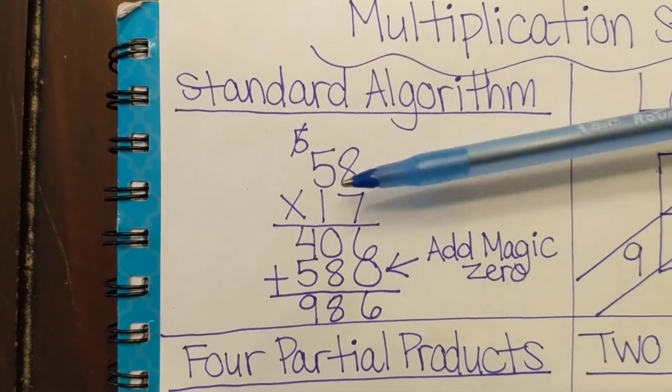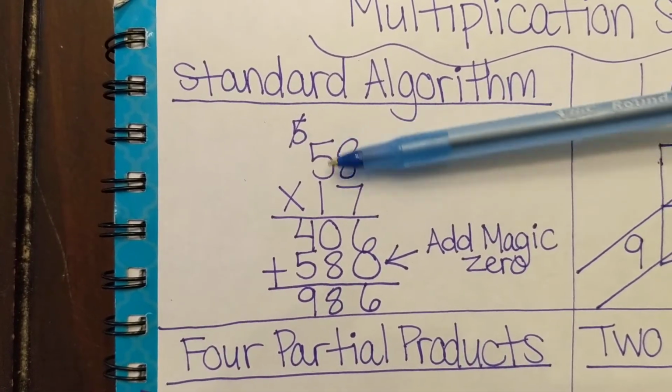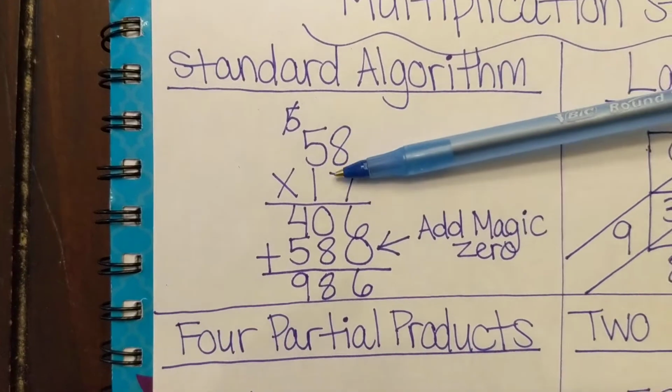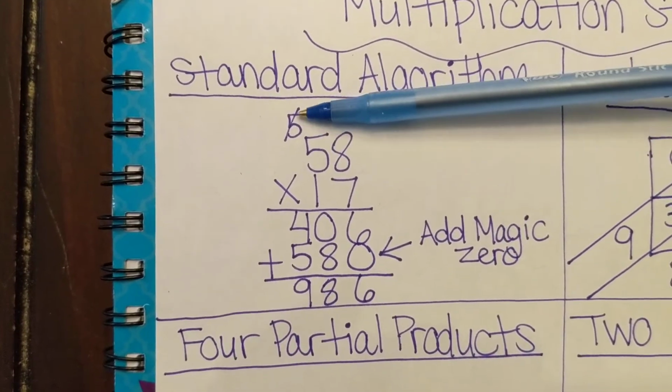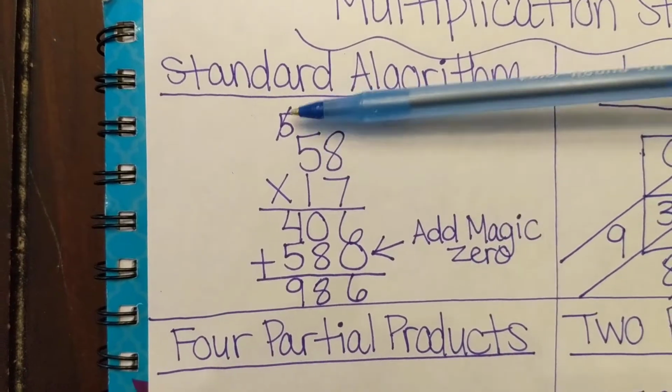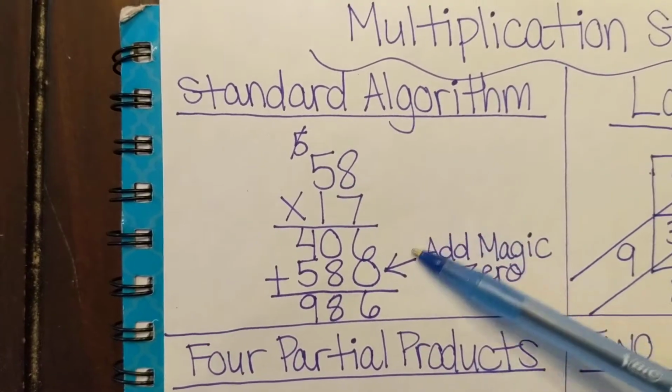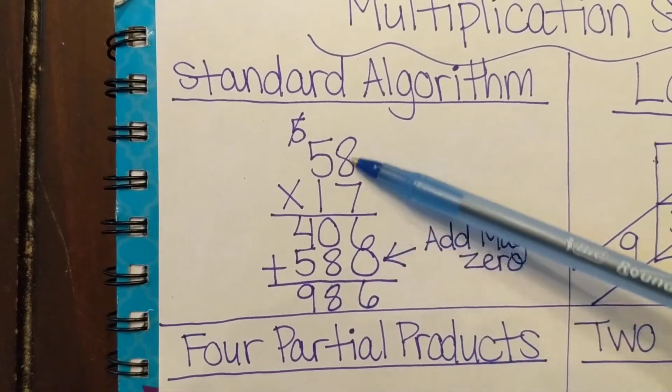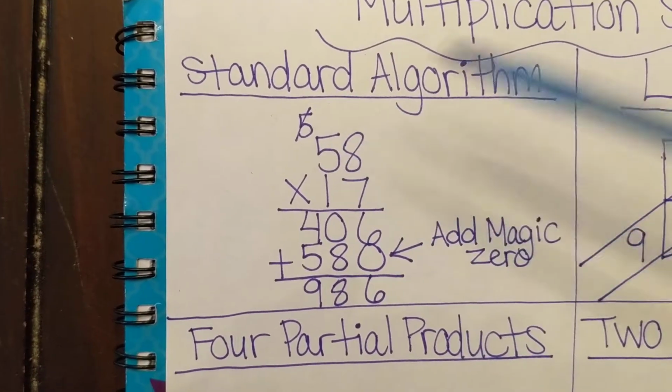Then we need to do ones times the tens. So we do ones times 10. 7 times 5 is 35. But we have to add in that 5 that was there. So 7 times 5 plus 5 is 40. And we write that complete answer down because we completely did the ones times everything, okay?